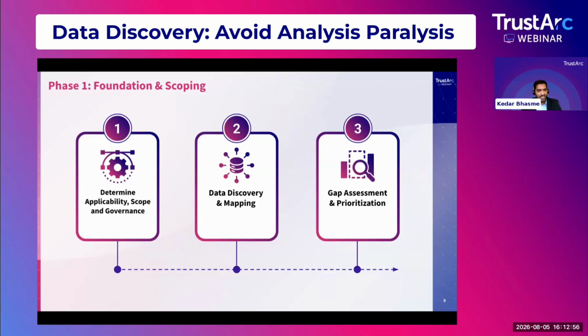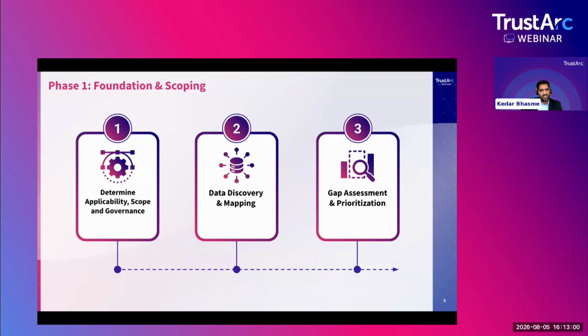With that, we'll move to the next step. That is step 2, data discovery and mapping. Sanyogita, this is something you deal with very often. Everyone agrees data discovery and mapping is the place to start, but the reality is very few organizations have a complete picture of where their personal data actually lives.